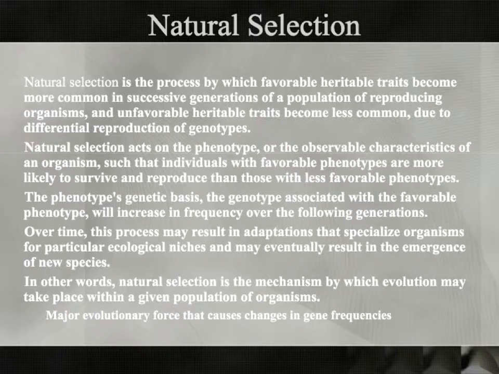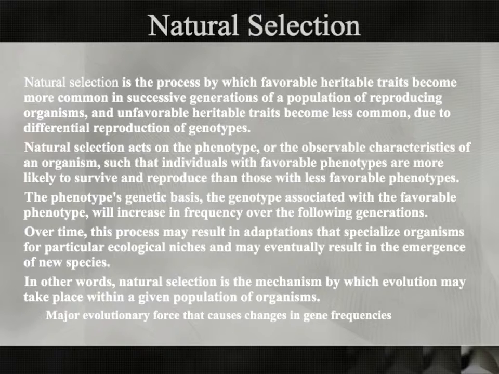Now, natural selection, to go further into it, is a process by which favorable heritable traits become more common in successive generations of a population of reproducing organisms, and unfavorable heritable traits become less common due to differential reproduction of genotypes. So, those individuals who want to mate with certain individuals who have certain characteristics, that is more likely going to happen, and those who have the unfavorable traits aren't going to get their mates, and more than likely they are not going to survive or have their genetic information passed on. Now, natural selection acts on phenotype.